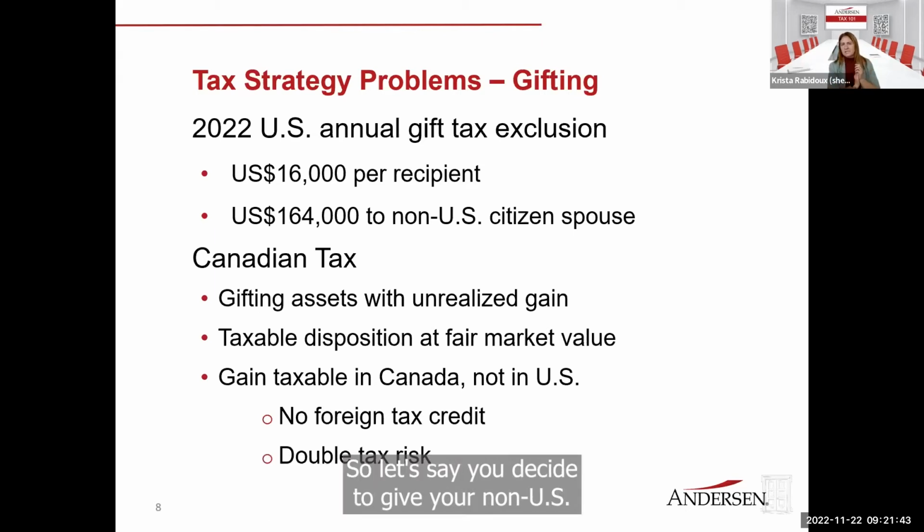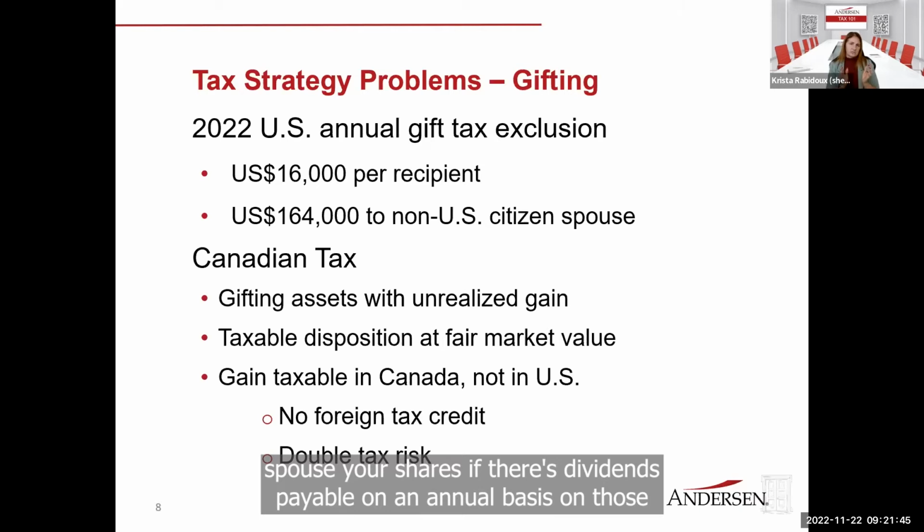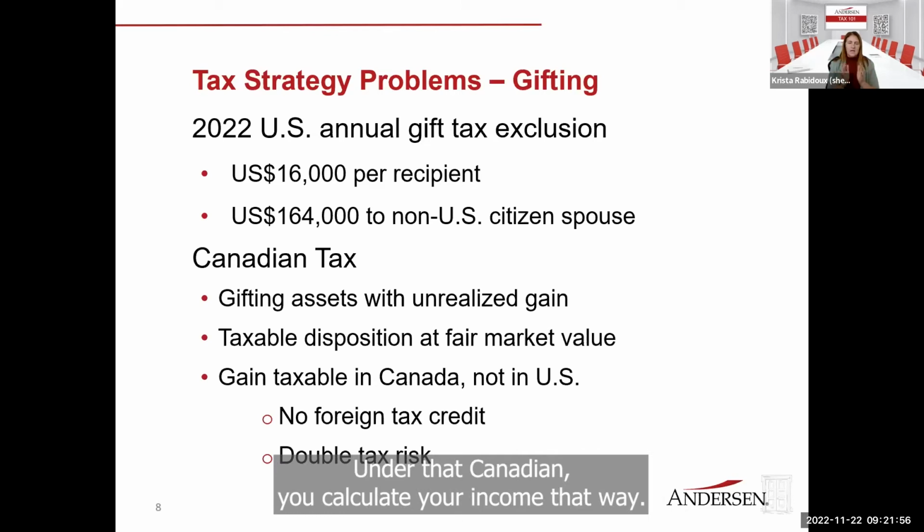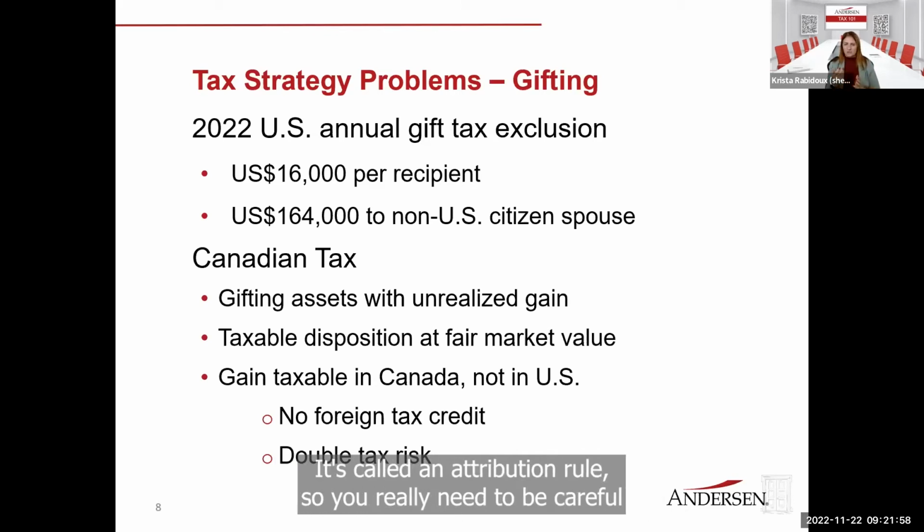So let's say you decide to give your non-US spouse your shares. If there's dividends payable on an annual basis on those shares, that income is still your income and not your spouse's income under the Canadian rules. You can't split your income that way. It's called an attribution rule.